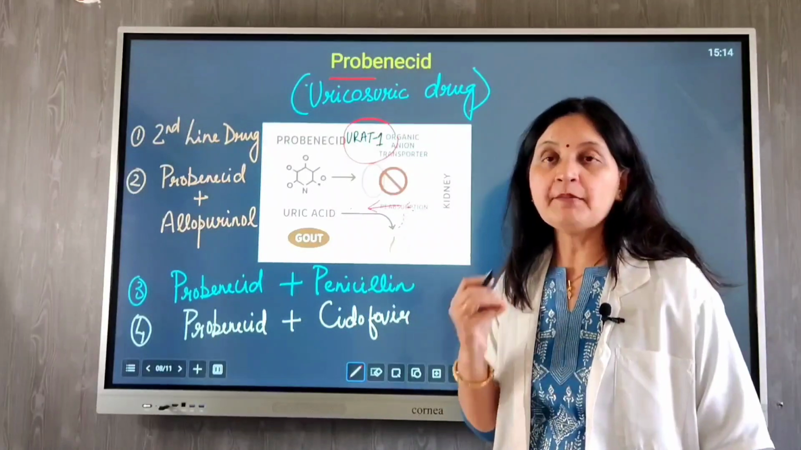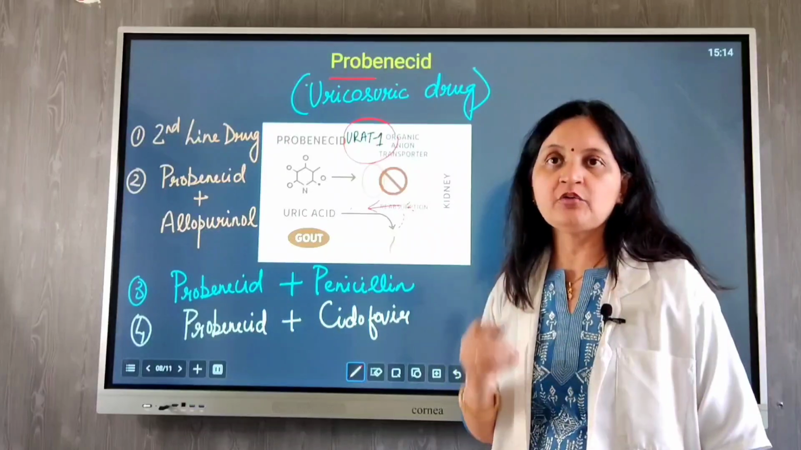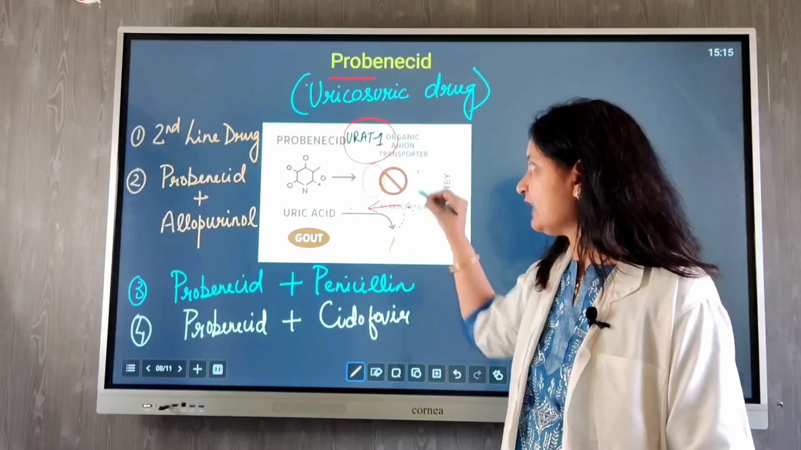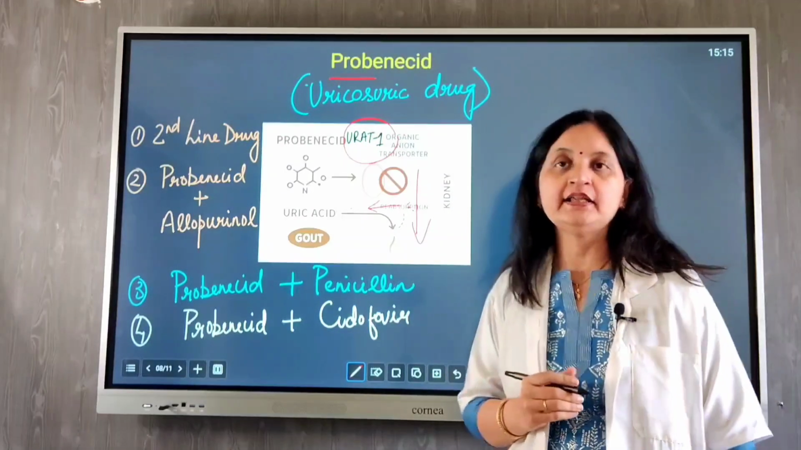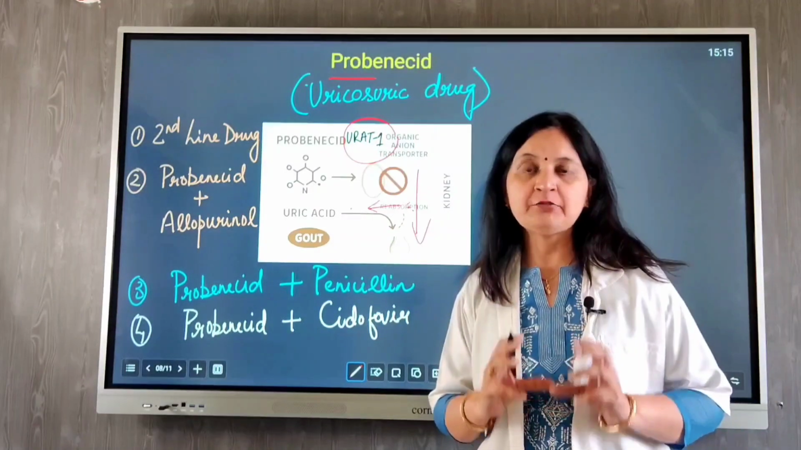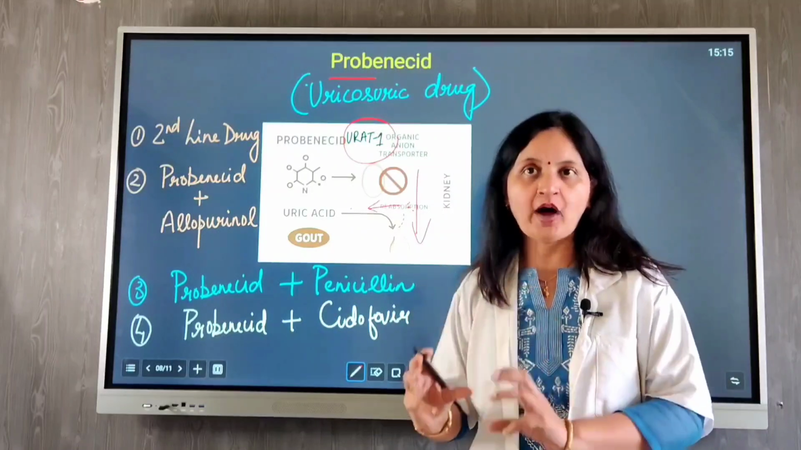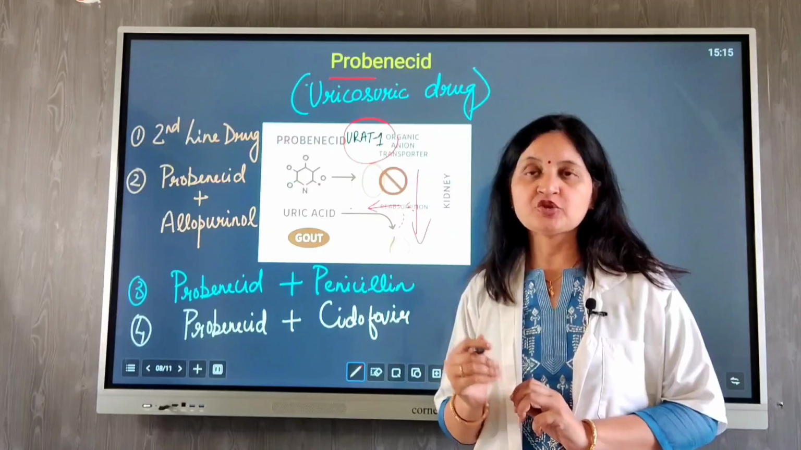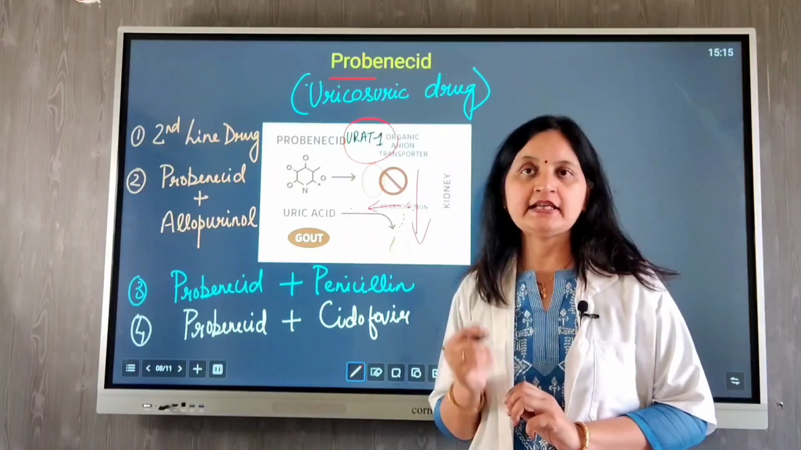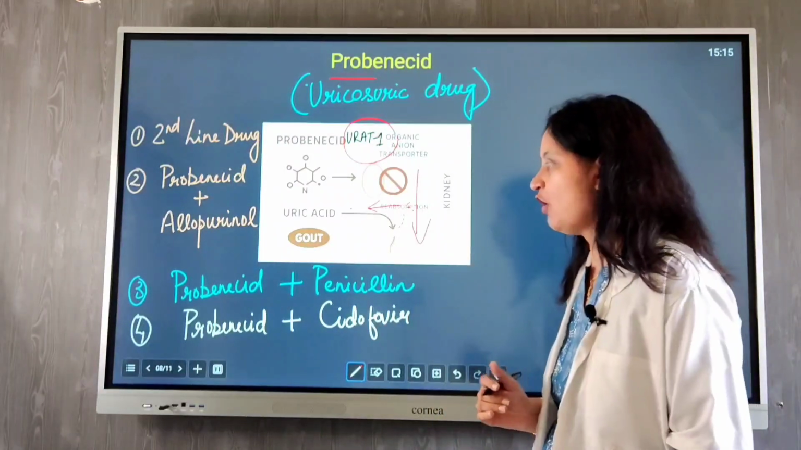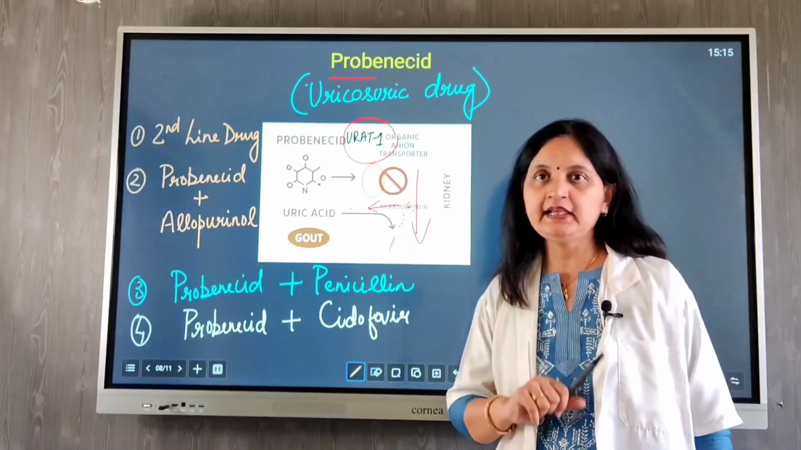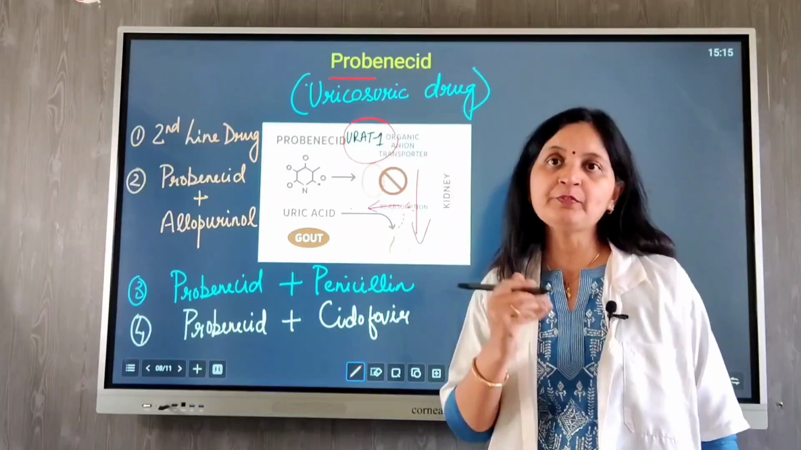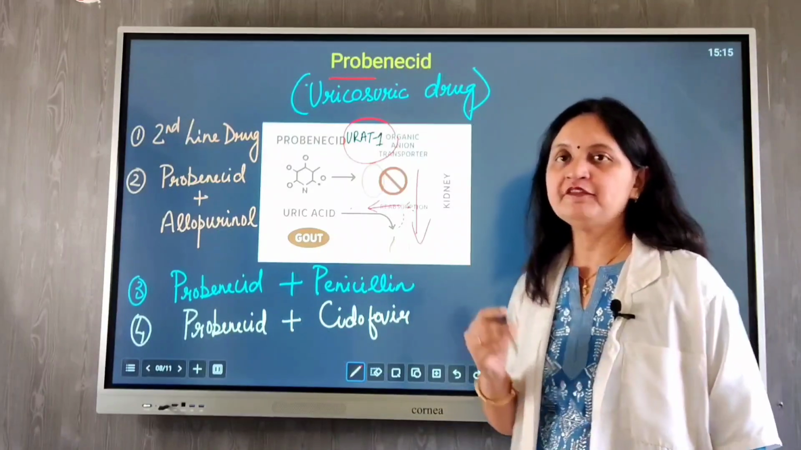So probenecid, by competitively inhibiting the urate transporter, decreases the reabsorption of uric acid, thus enhancing the excretion of uric acid in urine. So probenecid, by blocking the urate transporter 1 organic ion transporter, decreases the uric acid reabsorption and increases the excretion of uric acid and is helpful in the management of gout. So probenecid is the second line drug for the management of chronic gout and can also be combined with allopurinol for the treatment of severe gout.